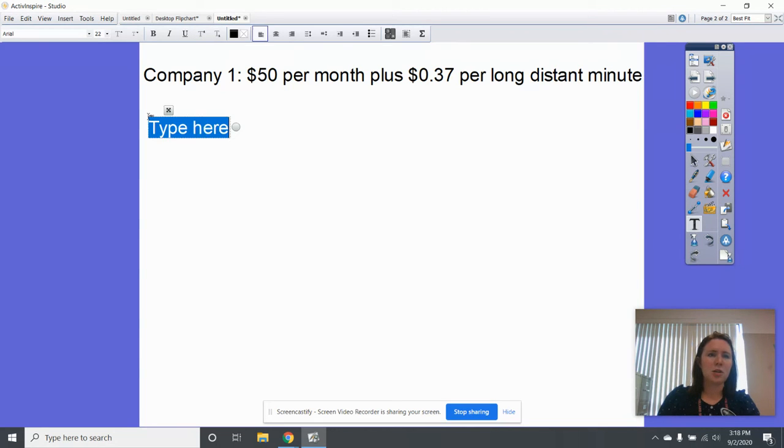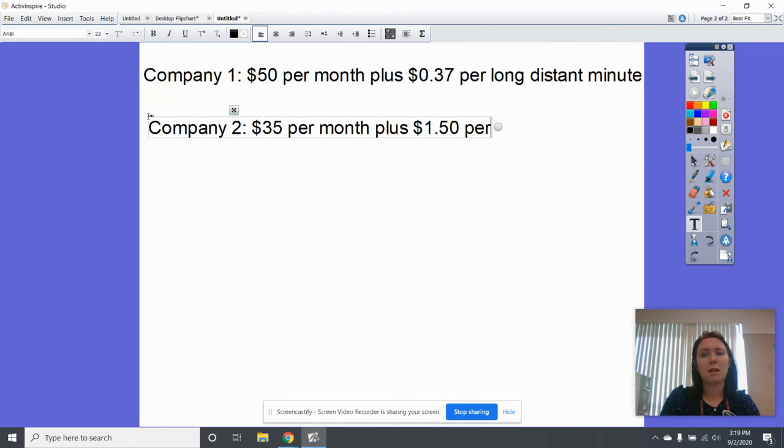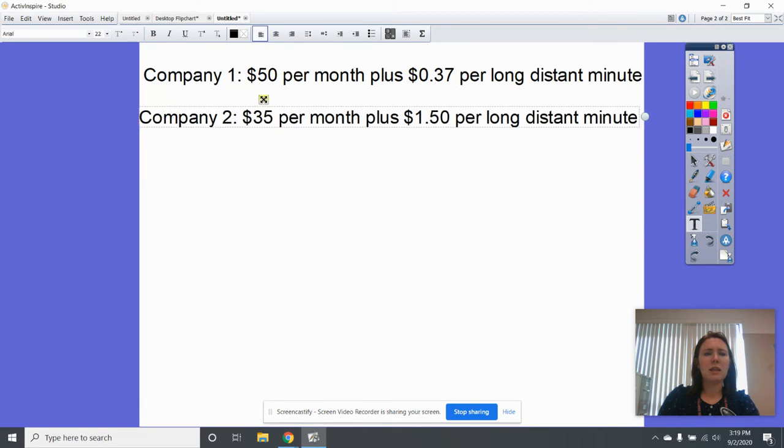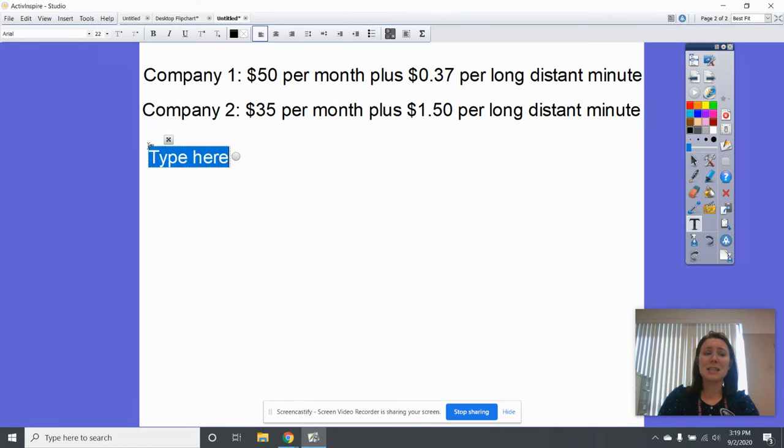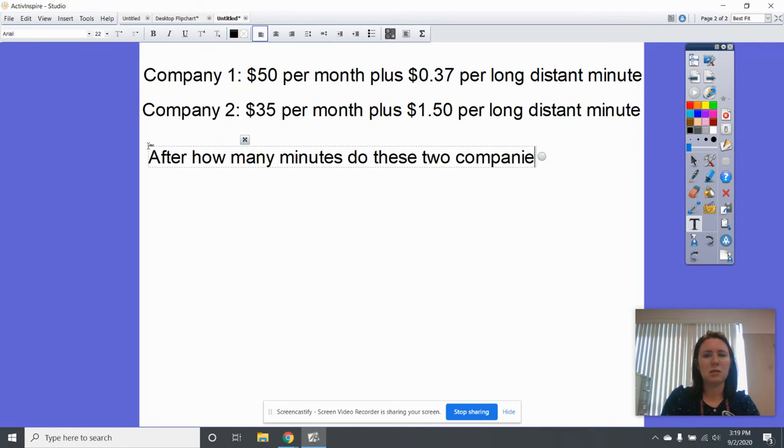long distance, okay? So then maybe we have company two, and let's say that theirs, they only charge $35 per month. But then they charge plus $1.50 per long distance minute. Okay. Well, then a common question we might get asked is, after how many minutes do these two companies cost the same in a month? So after how many minutes do these two companies cost the same in a month?